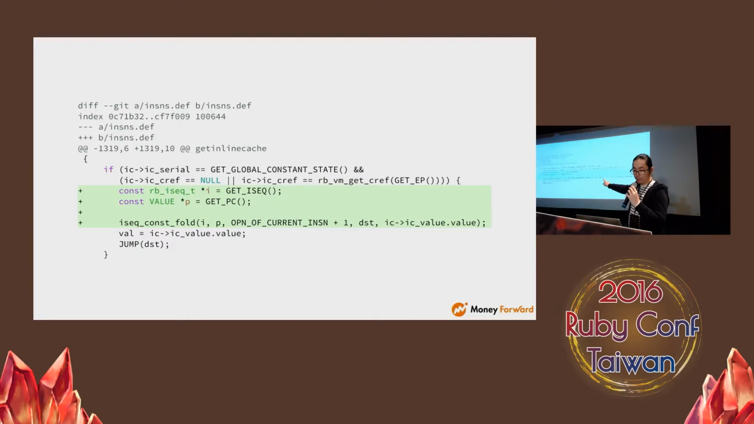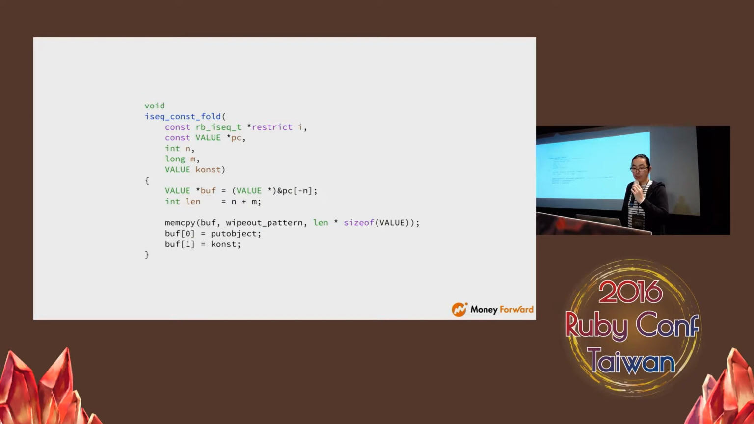This is the implementation. The complex if condition, you don't have to understand this. This is checking the cache. If the cache hits, the if condition holds, and it goes into the block, then we additionally call a new function called iseq_const_fold. This is its implementation. Very simple. It writes the buffer with the wipeout_pattern variable, which is a series of nops, then fills in the first two words. The wipeout pattern is a series of nops.